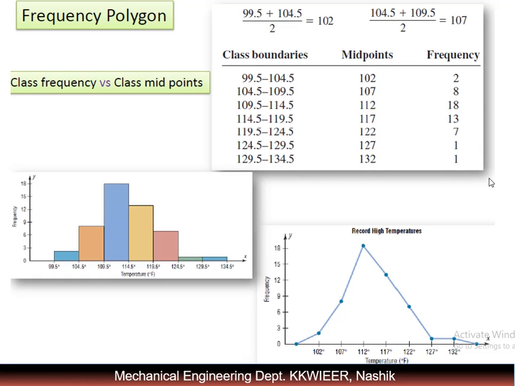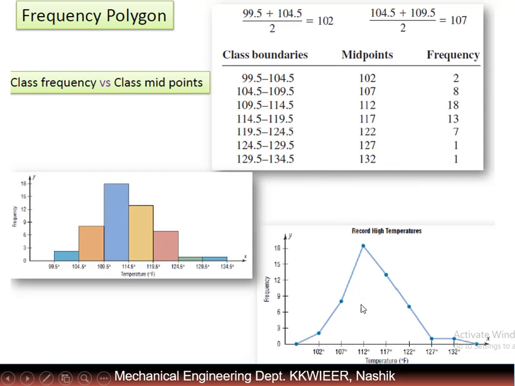Moving towards the frequency polygon. Now what is meant by frequency polygon? It is class frequency versus class midpoints. Here the midpoint we calculate from the class boundaries. So 99.5 plus 104.5 divided by 2 is 102, and for the second example, 104.5 plus 109.5 divided by 2 comes to 107. So the midpoint has to be calculated, and based on that the frequency polygon has to be drawn.